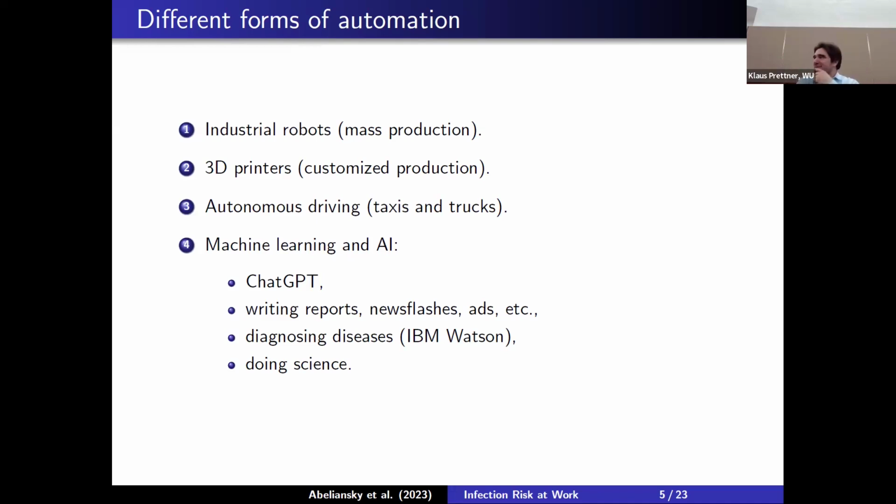We all have used ChatGPT, I think, and everybody was amazed how well this already works in writing reports, summarizing texts, translating texts, even coding, and so on. But there have been lots of breakthroughs already before in diagnosing diseases, which is actually a pattern recognition exercise where algorithms are very good at. So IBM Watson was better than human doctors in diagnosing a lot of diseases that are rare, where doctors rarely see them, and even doing science.